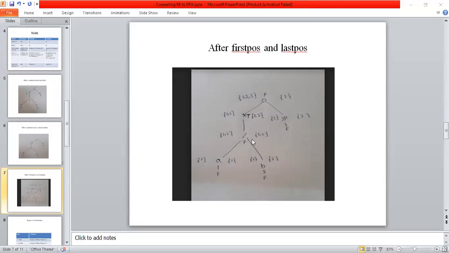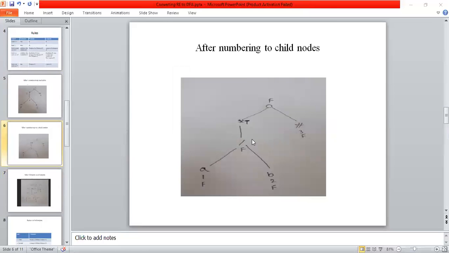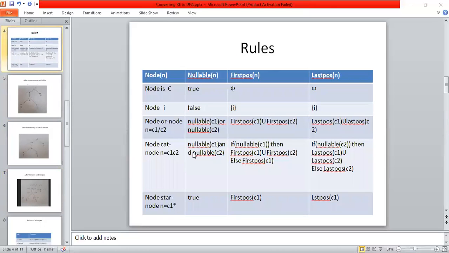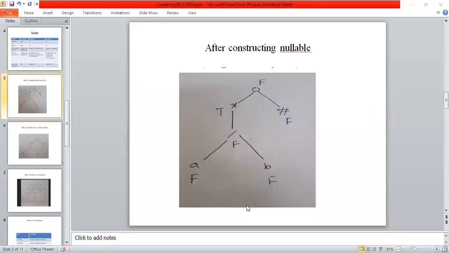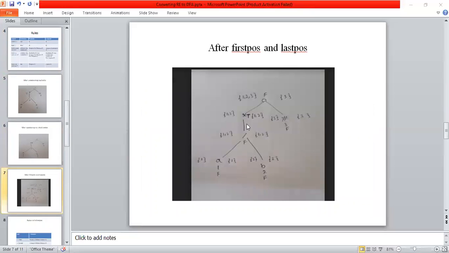Before constructing it, once again we'll check our rule for the star node. A star node contains a single node. It doesn't contain a left child and right child. It contains only one child. Because of that, its first position is the first position of C1 and its last position is the last position of C1. Here we did the same thing. So this is my star node. Its first position is what? First position of C1. Its last position is what? Last position of C1. So because of that, the star node first position is 1, 2 and the star node last position is 1, 2.